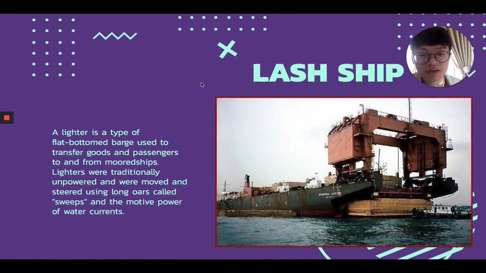And secondly, the lighter ship is a lighter. A lighter is a type of flat-bottomed barge used to transport goods and passengers to and from moored ships. Lighters were traditionally unpowered and were moved and steered using long oars and the motive power of water currents.